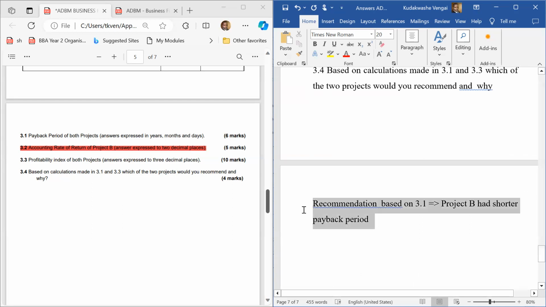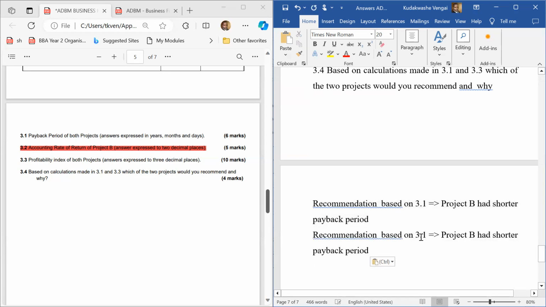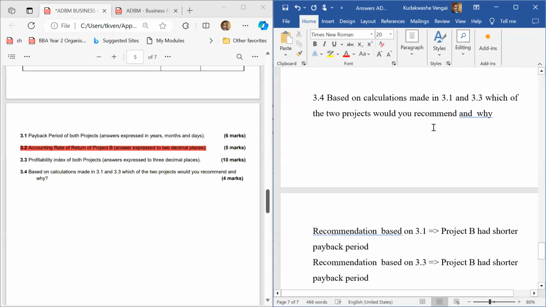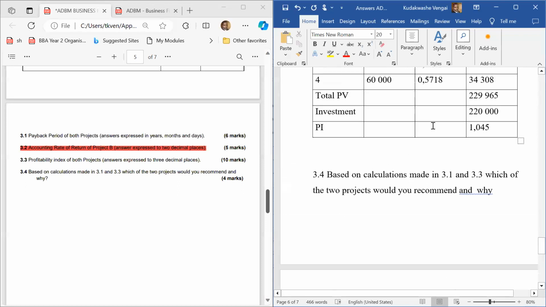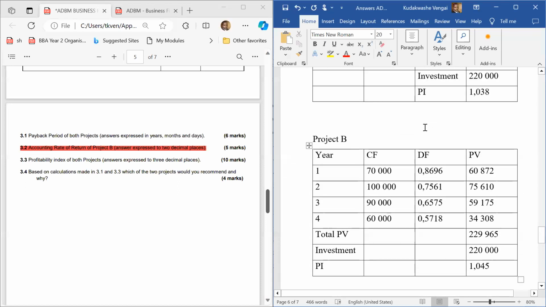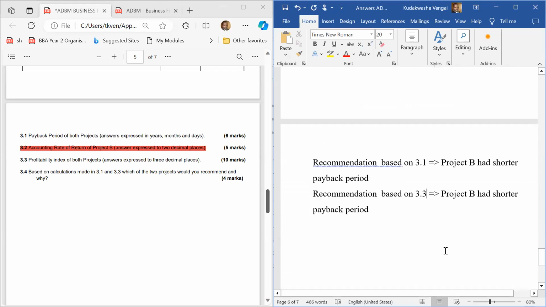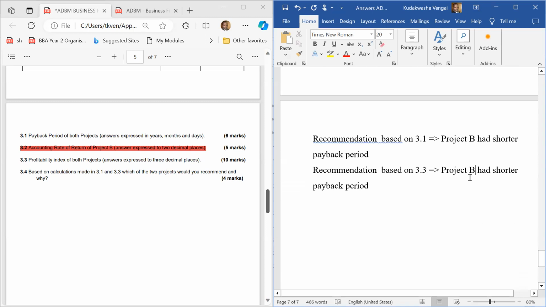But you also say recommendation based on what? Based on 3.3. So in 3.3, you want the one with the higher profitability index, and that's project what? Project B, which has got a profitability index of 1.045. So project B had a better or higher profitability index. So your final conclusion is choose project B.